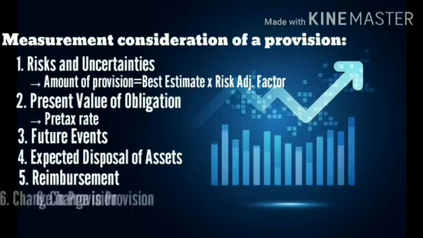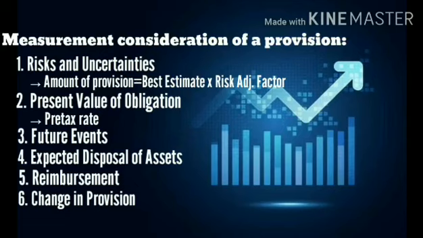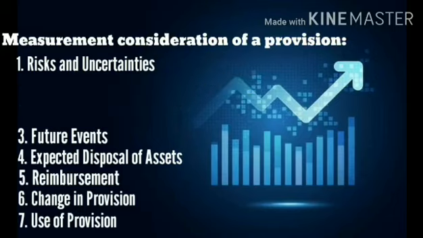So next is change in provision. It's an account which records a present liability of an entity arising from past events, the settlement of which is expected to result in an outflow from the entity of resources embodying economic benefits. So next is use of provision. This is when they review at each balance sheet date and adjust to reflect the current best estimate.